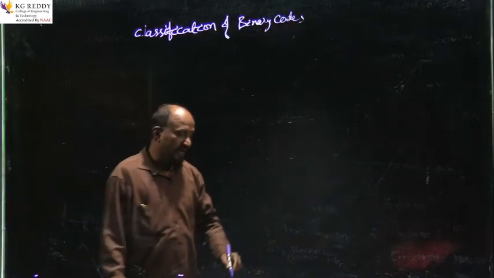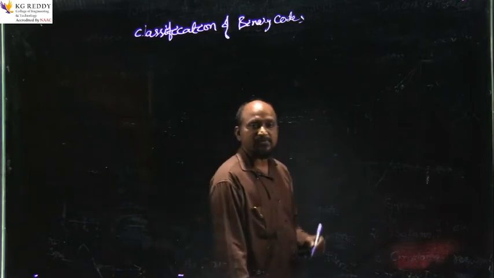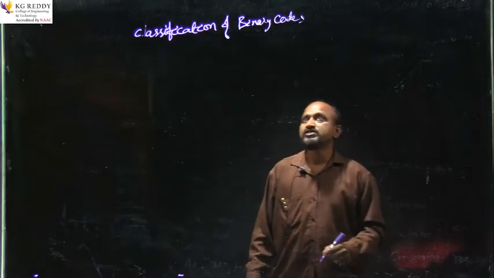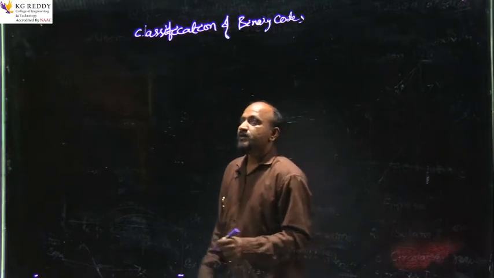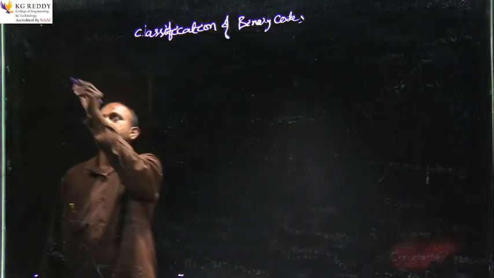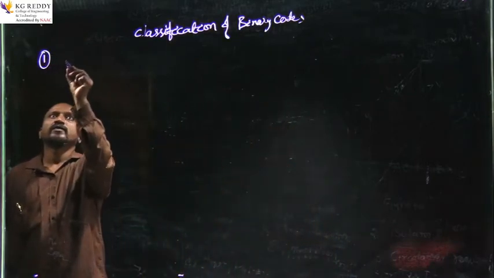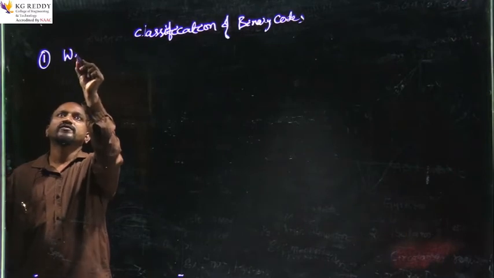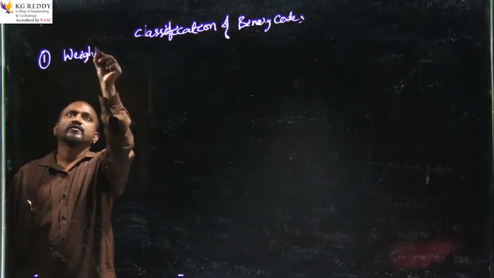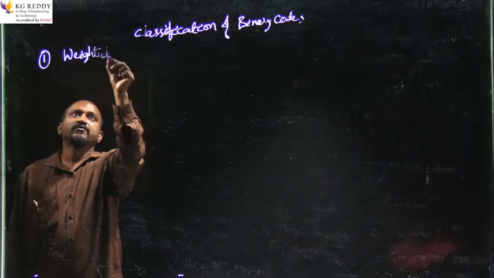Here we have six various types of binary codes which are very important. The first one is weighted code.